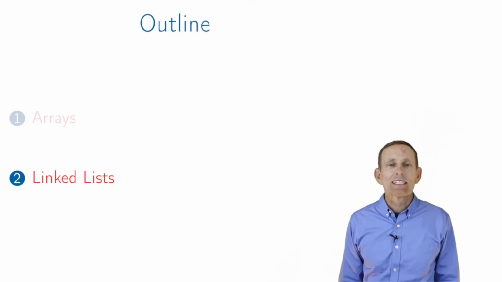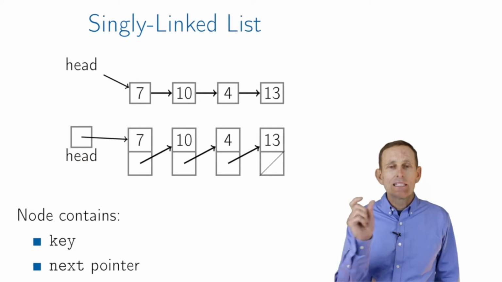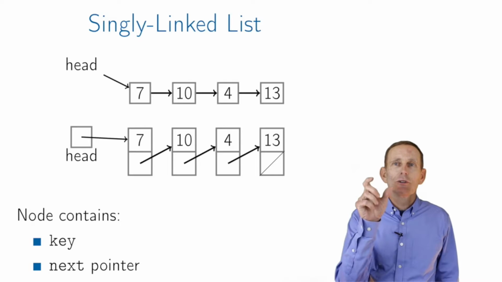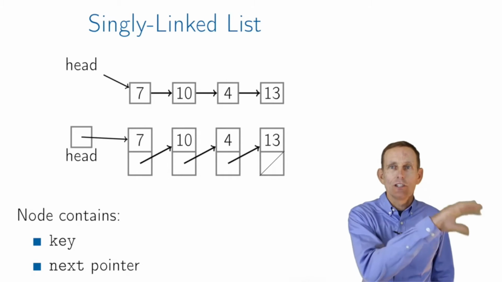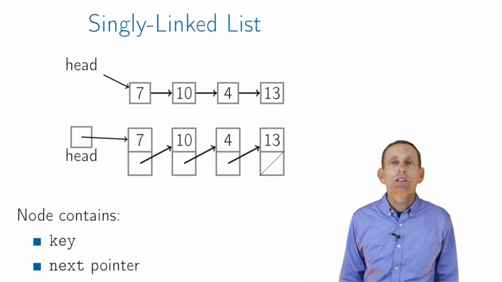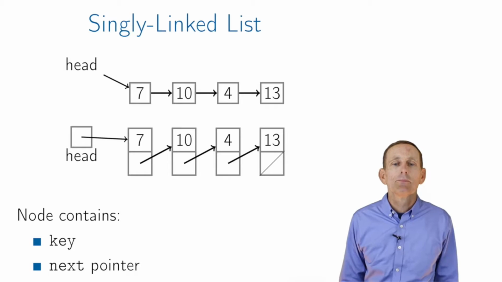Now let's talk about linked lists. So linked lists, it's named kind of like links in a chain, right? So we've got a head pointer that points to a node that then has some data and points to another node, and eventually points to one that doesn't point any farther. So here in our top diagram, we show head points to the node containing 7, points to the node containing 10, points to the node containing 4, points to the node containing 13, doesn't point anywhere.